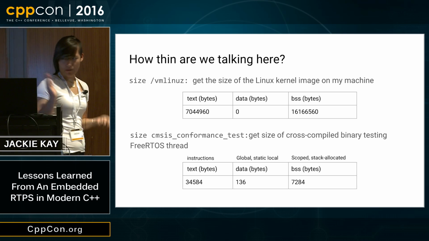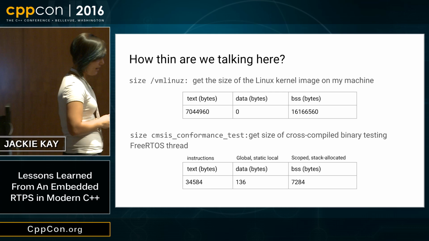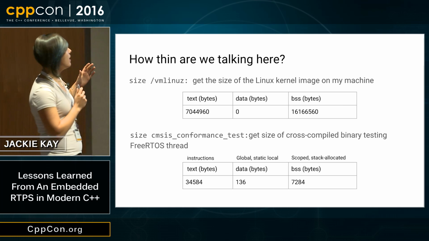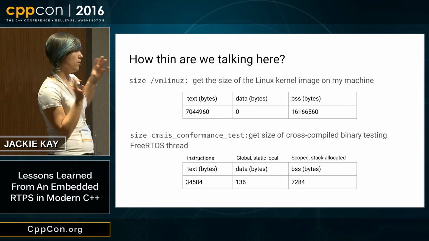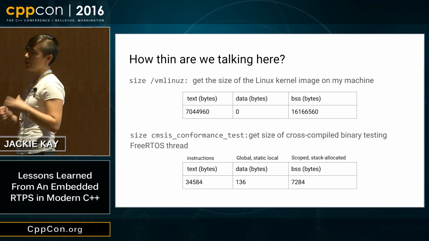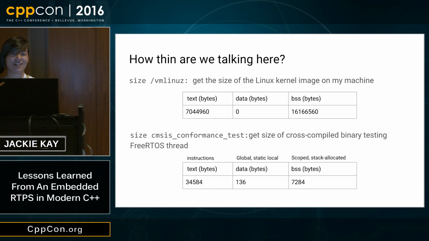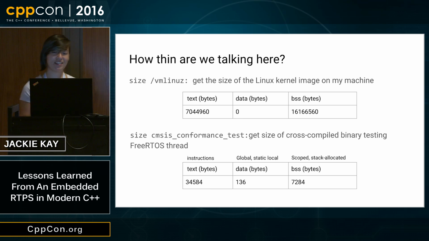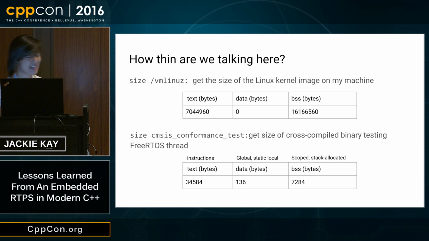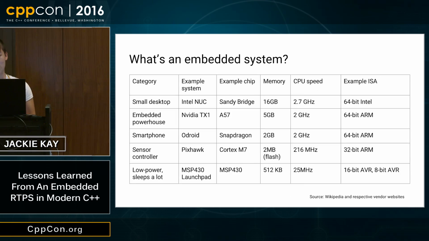We're comparing here the size of the Linux kernel to a test binary. The test binary is essentially using most of the threading capabilities of FreeRTOS, which is a particular real-time operating system that we're going to use today. And the takeaway here is that it's literally an order of magnitude lower than the Linux kernel. And that's important because of the tiny sizes of things on this previous slide.